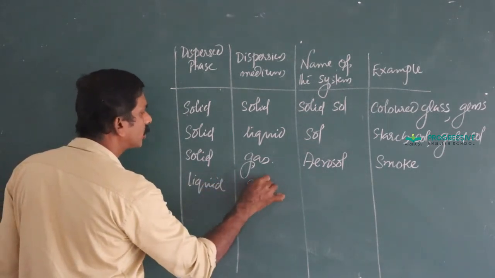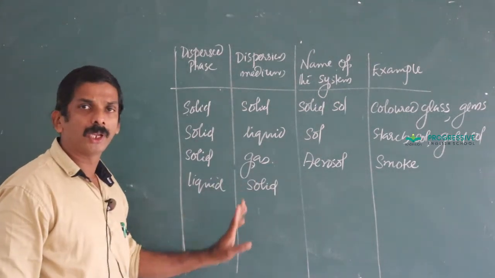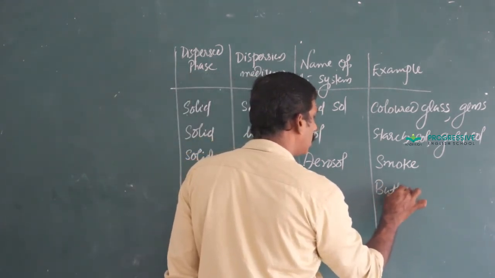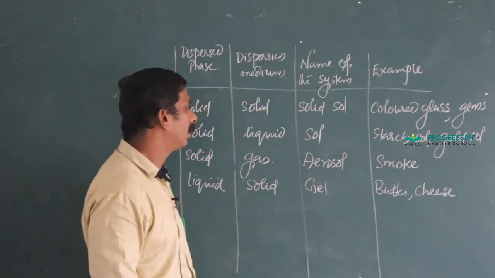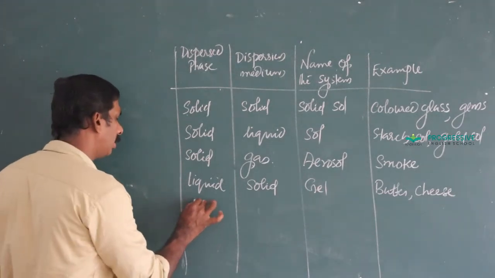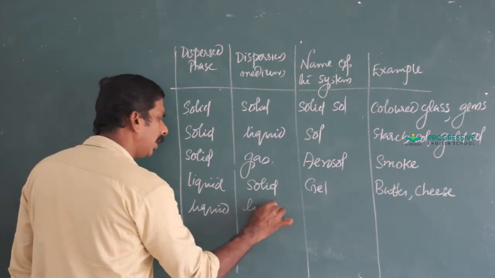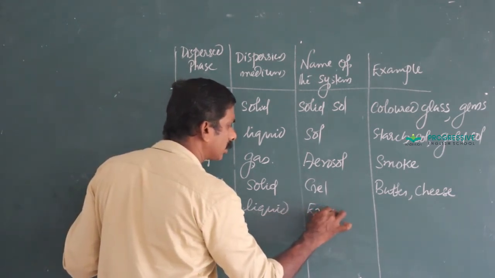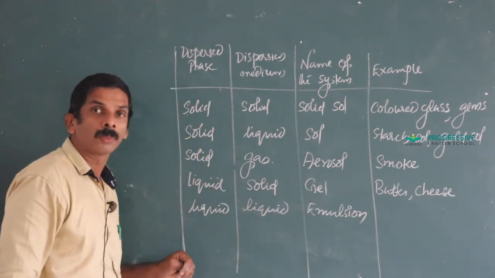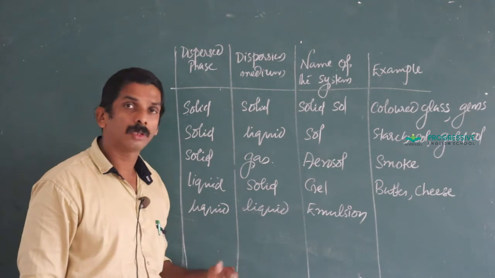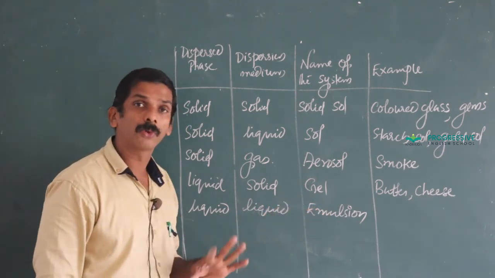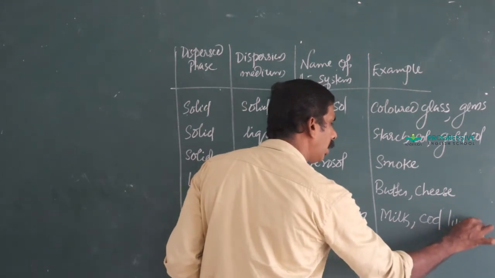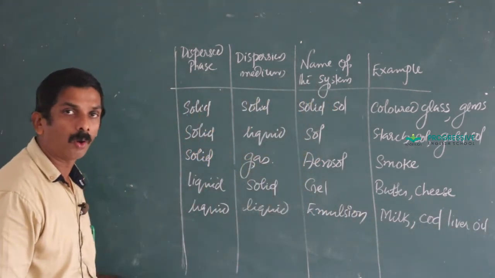Next, liquid dispersed in solid. That system is called gel. Examples: butter, cheese, etc. Hair cream, all gel. Liquid dispersed in liquid, where both the dispersed phase and medium are liquid. That system is called emulsion. Emulsion we discuss in detail later. There are two types of emulsion and here we cite an example for each type. Examples for emulsion: one is milk and the other is cod liver oil. Fish oil, shark oil, cod liver oil.